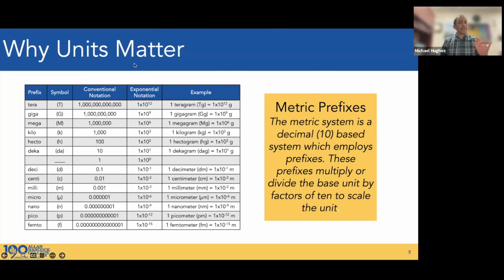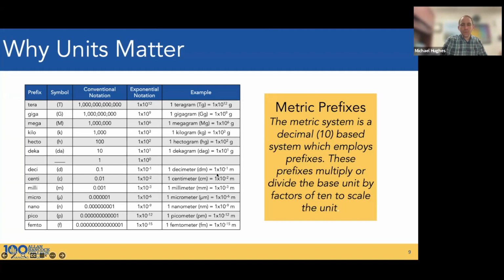Giga is 10 to the 9th, or a billion. So 1 gigagram is 10 to the 9th grams, and tera is 10 to the 12th grams. If we reduce by factors of 10, we will see deci, right? So deca is 10 times, deci is 10 divided by 10, a 0.1 amount.